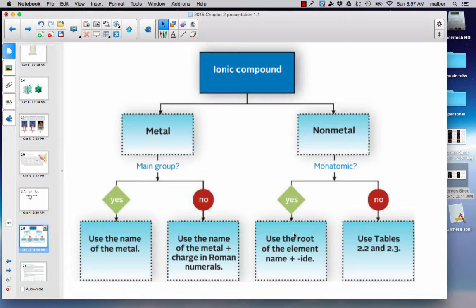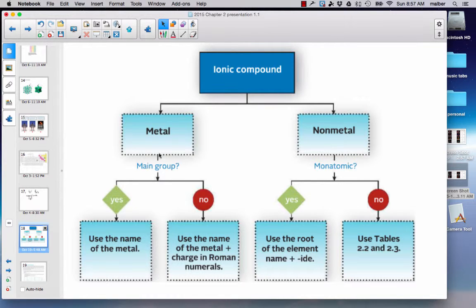Okay, over here for the negative part, the anion, if the anion is an element, so monatomic, then you just say the name plus -ide, like chloride. And then we have a situation that we haven't talked about, that we'll talk about in the next video, and that's if the anion is not a single element but is a polyatomic. So we'll talk about that next.